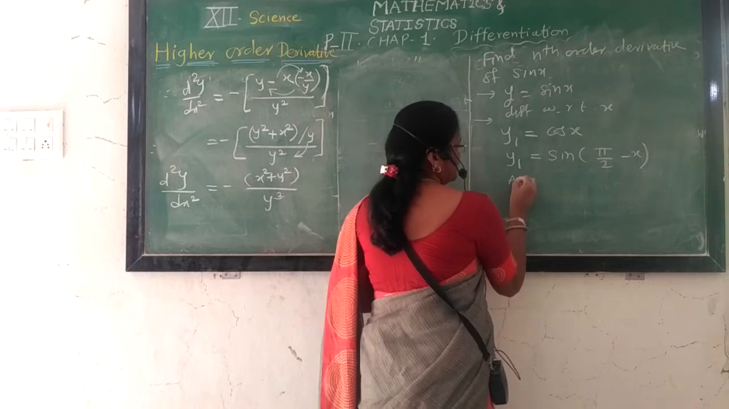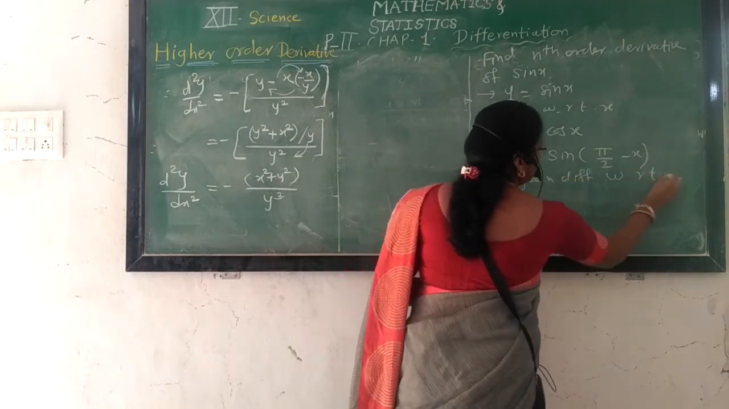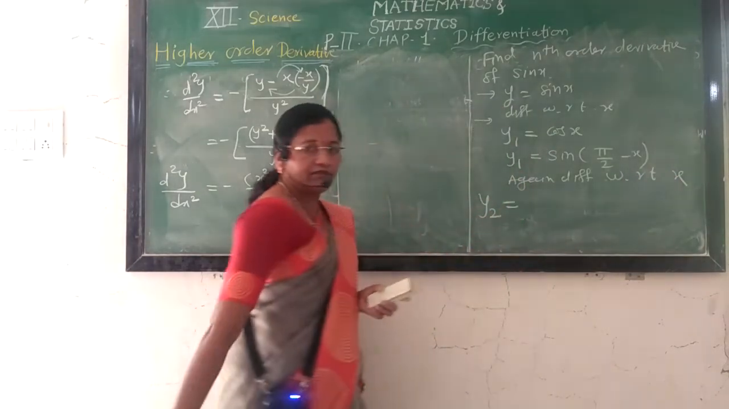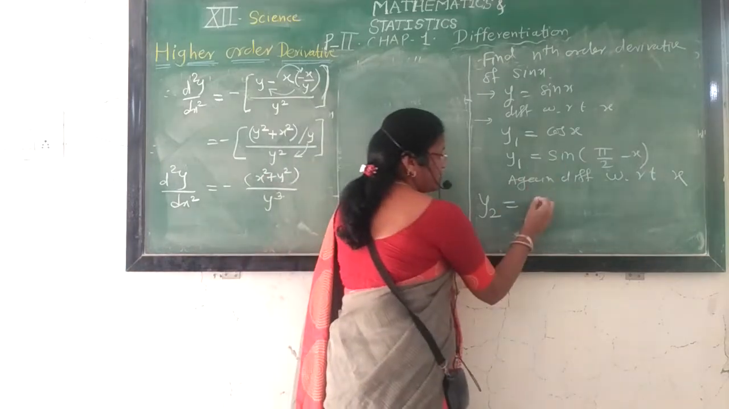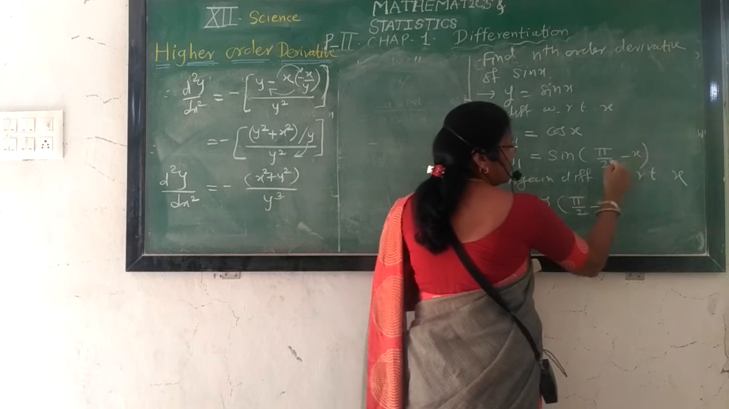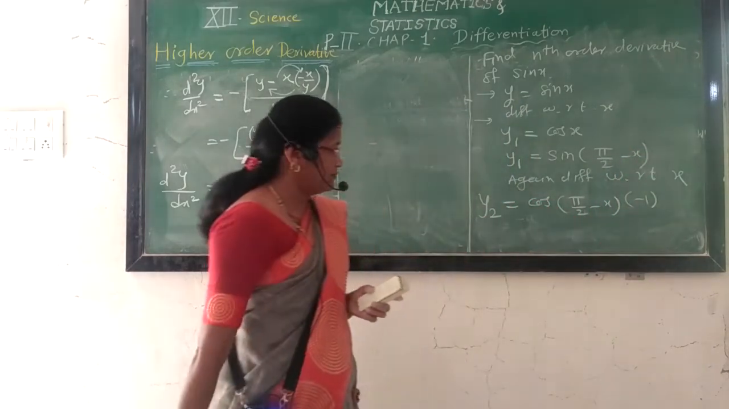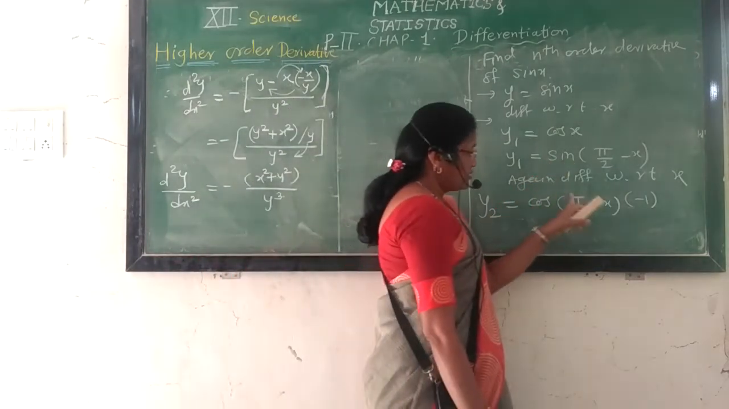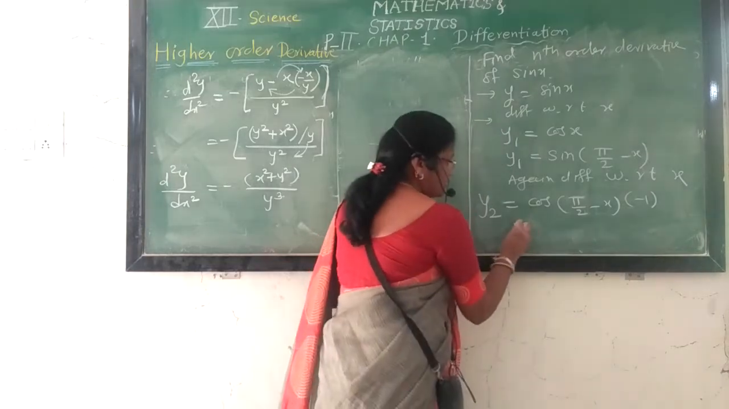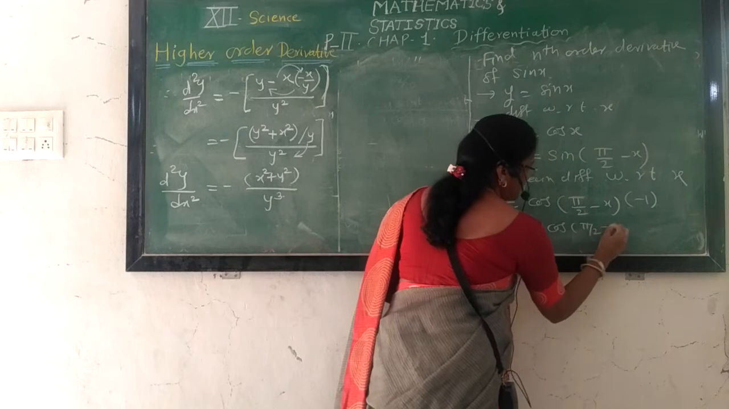Now again differentiate. So what do we get here? The derivative of y1 with respect to x means y2. The derivative of sin is cos of pi by 2 minus x, and the derivative of the bracket, pi by 2 minus x, means minus 1. Derivative of sin is cos of pi by 2 minus x, and the derivative of pi by 2 minus x is minus 1. So here we get the answer: minus of cos of pi by 2 minus x.